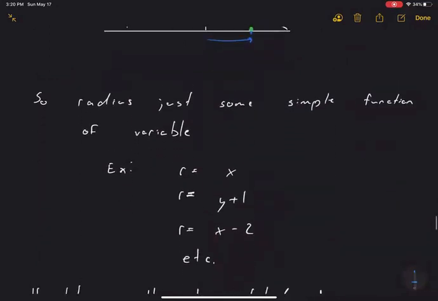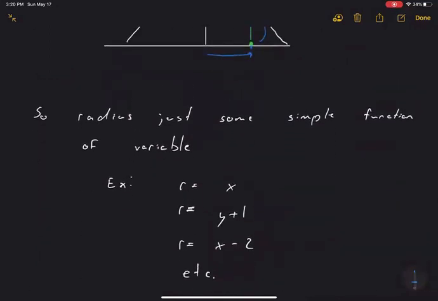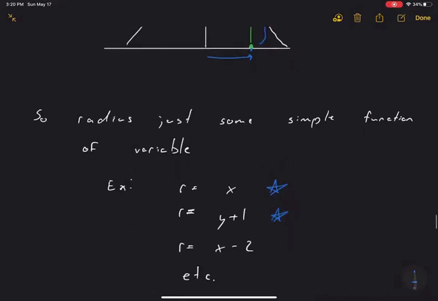So the radius is typically going to be some simple function of our variable, whatever variable we're using. It might be as simple as the radius is equal to x. If we're integrating in terms of y, it might be something like y plus 1 or x minus 2, but it's usually pretty simple.